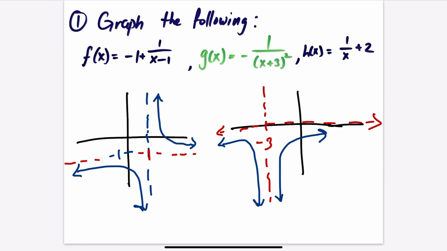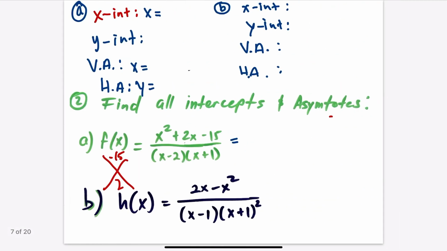Again, don't focus on the x-intercepts, y-intercept, or any of that. Just focus on how the asymptotes shift, and then graph the function based off of your knowledge of the parent function. Okay, we're done with that. Now, this particular problem, you're going to find all intercepts and asymptotes. So everything you really need is right there: x-intercept, y-intercept, vertical asymptote, and horizontal.